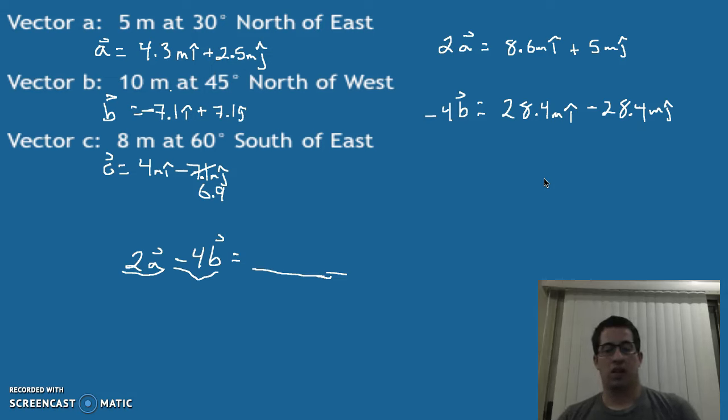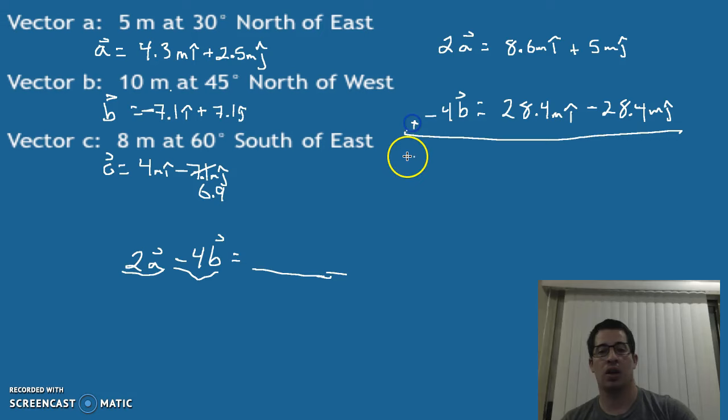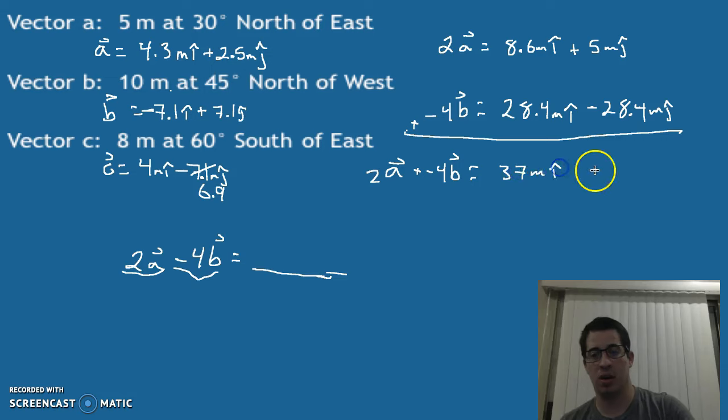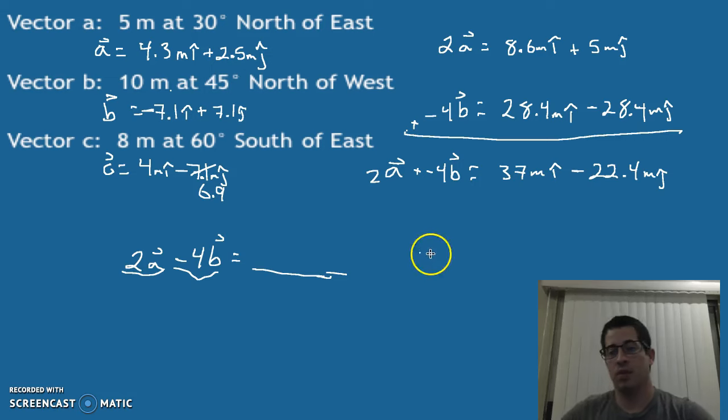Okay, finally, we want to combine them now. So 2A plus -4B, we're just going to find the sum of these. Go ahead and find that. You should get, let's see, 37 meters i minus 22.4 meters j.